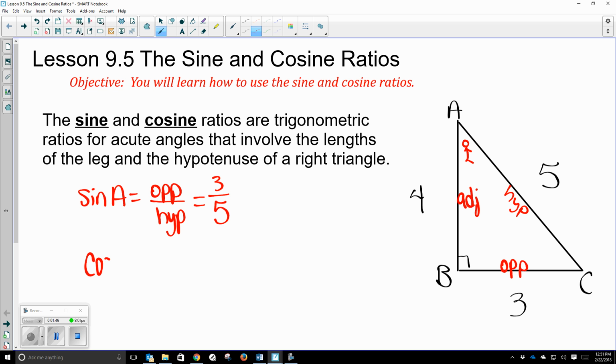Cosine of angle A, cos, is the adjacent side over the hypotenuse. And the adjacent side is 4, and the hypotenuse is always the hypotenuse. It's 5.